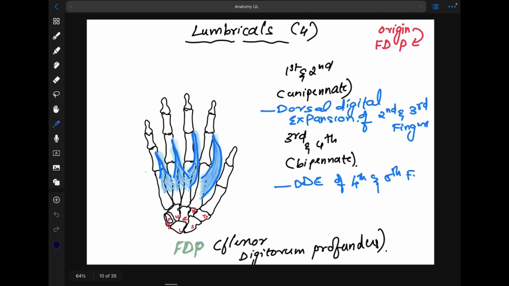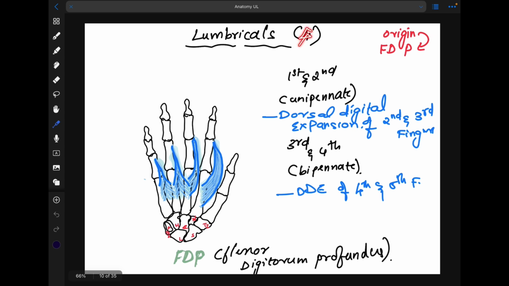Next, lumbricals. We have 4 lumbricals and all of them have the same origin, that is flexor digitorum profundus. The first 2 lumbricals are unipinnate, and the third and fourth lumbricals are bipinnate. All the lumbricals are inserted into the dorsal digital expansion. The first and second lumbricals are inserted into the dorsal digital expansion of the second and third fingers, and the third and fourth lumbricals are attached to the dorsal digital expansion of the fourth and fifth fingers.